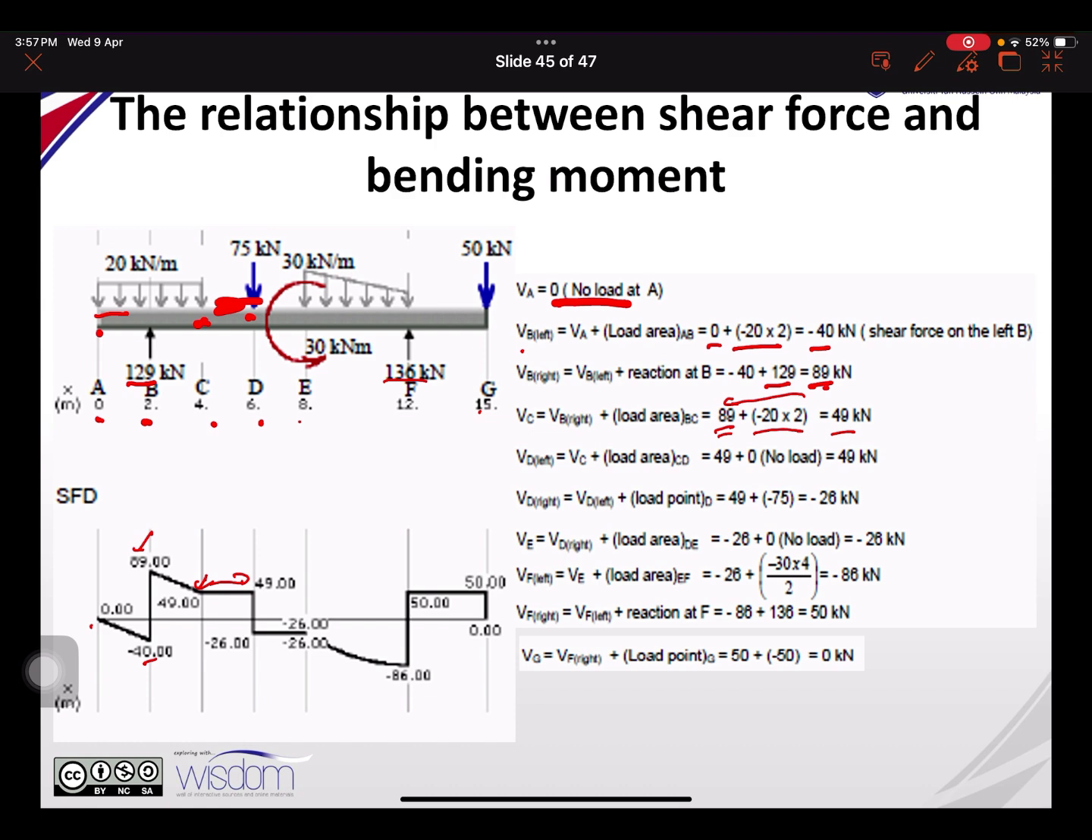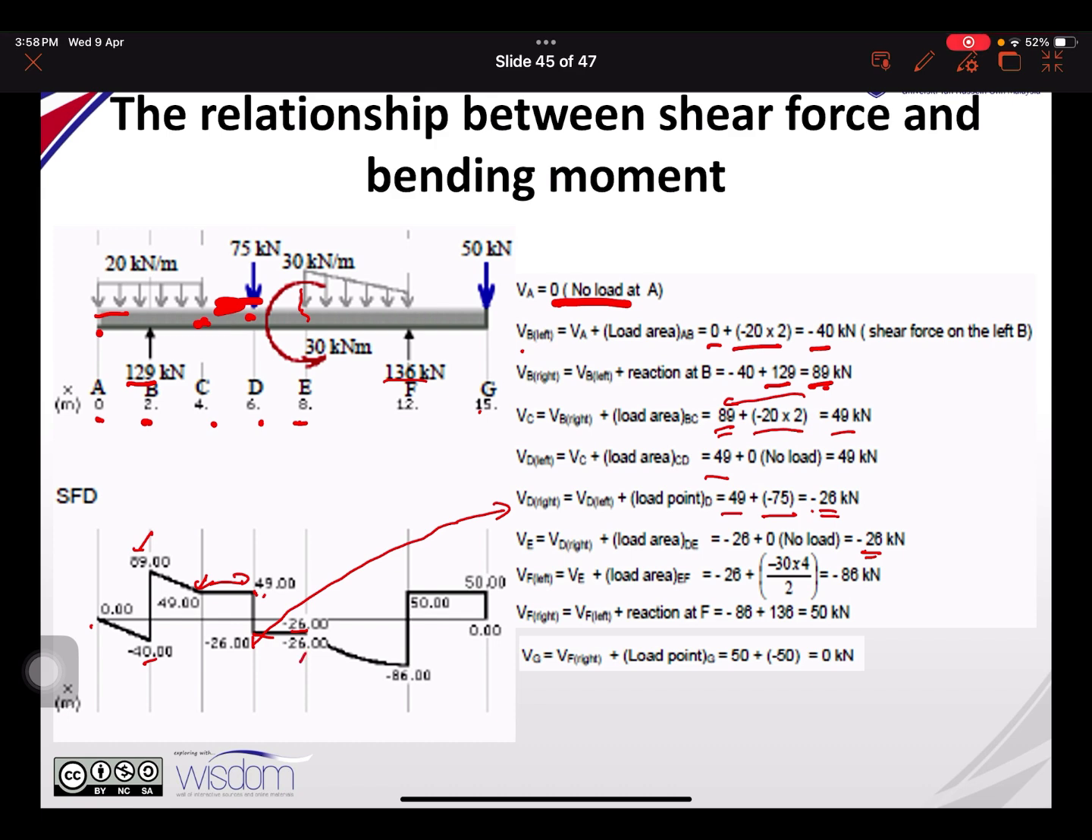So it remains the same. But when you see the point load at the previous slide, at that point you will have a load. So 49 minus 75, you get negative 26. Sorry, negative 26 here. So negative 26 here, this is BD. So 26 here, you go through point E, no load here. So there is no load.